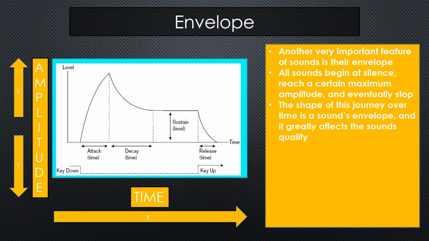So in other words, the shape of this journey over time is a sound's envelope, and it greatly affects the sound's quality. Spectrum plus envelope equals highly accurate means of describing sound. If we know the spectrum and we know the envelope, we now have all the tools we need to label a sound with great detail. We will also want to have these things in mind when we create sounds, which will be something we do in the very near future.